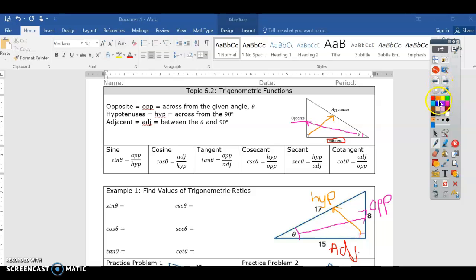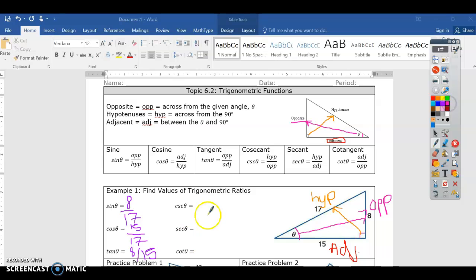The first thing is my sine. Sine is opposite over hypotenuse. Opposite is 8, hypotenuse is 17, so that's 8 over 17. Cosine is adjacent over hypotenuse. Adjacent is 15, hypotenuse is 17, so that's 15 over 17. Tangent is opposite over adjacent. Opposite is 8, adjacent is 15, so that's 8 over 15.